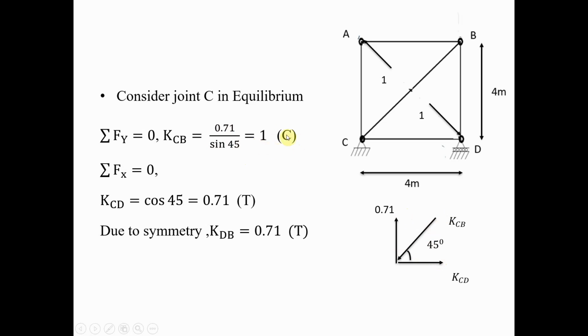And so the nature of KCB we assumed is correct. We assumed it compression in nature and we got the positive sign. So KCB is compression. Then summation Fx is equal to 0. So for KCD, we get KCD is positive minus KCB cos 45 is equal to 0. So KCB is 1, so KCD becomes cos 45, which is equal to 0.71. Again we got a positive sign here, so the nature we assumed for KCD is correct.